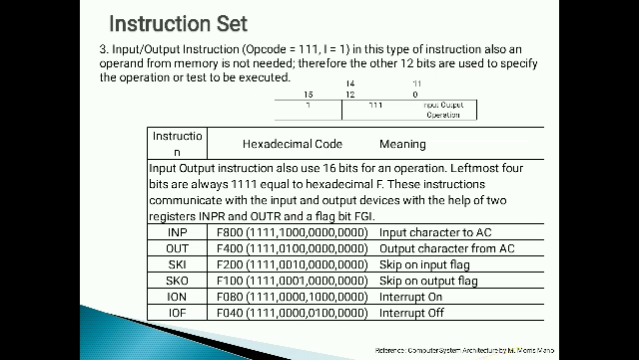Now the third one is input output instruction. Mode bit 0 is used for register reference. Mode bit 1 is used for input output instruction. Again the 12-bit address field will be used to specify the operation, because there is no need of reading operands from memory. For example, INP, input character to AC accumulator, OUT, output character from AC to output device, and so on.